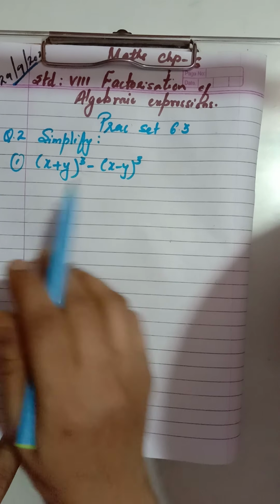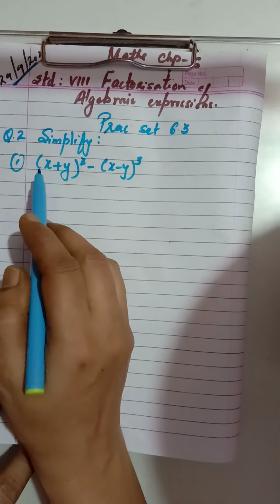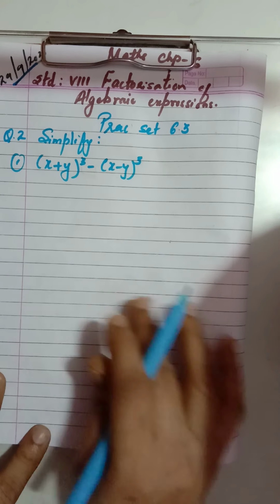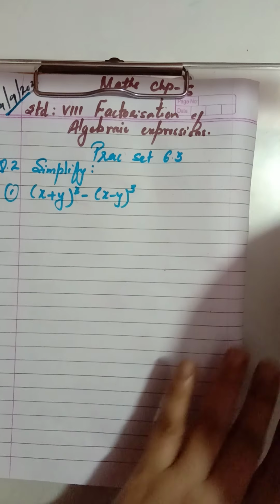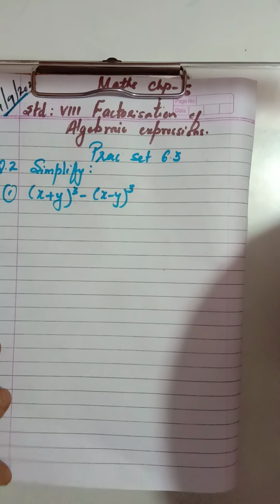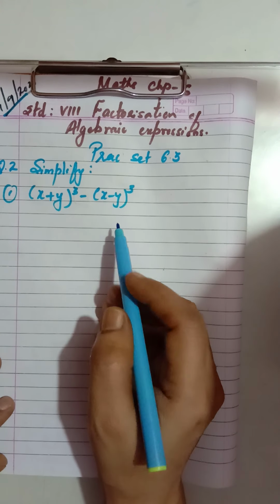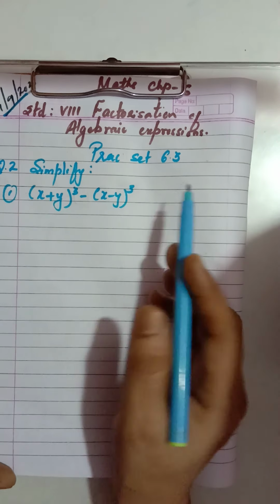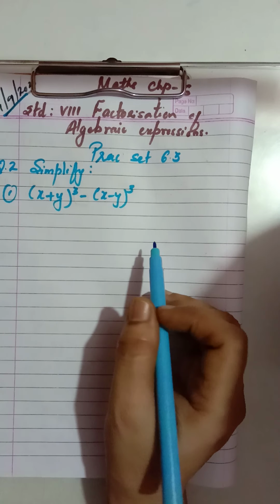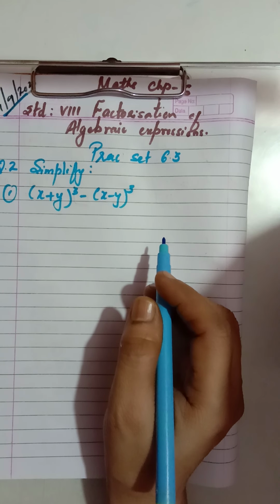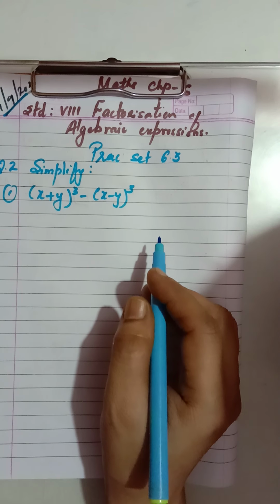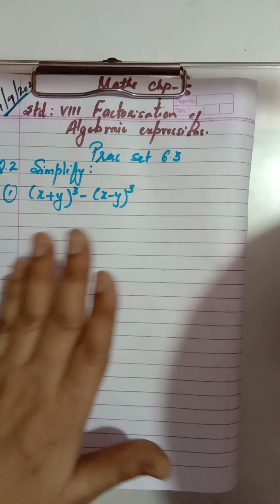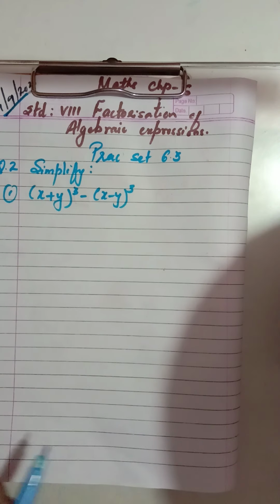The first question is (x + y) whole cube minus (x - y) the whole cube. Here we can use the formulas (a + b) whole cube and (a - b) whole cube, or the other way, a cube minus b cube. We have learned two formulas, a cube minus b cube and a cube plus b cube, so we can use them to do the simplification. This can be done in different ways.